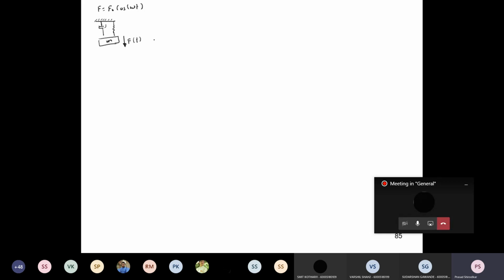Okay, now we'll see different cases which can cause harmonic excitation. Right? So first case which we are going to see is rotating imbalance. Right? So you have a spring mass. So this is done.